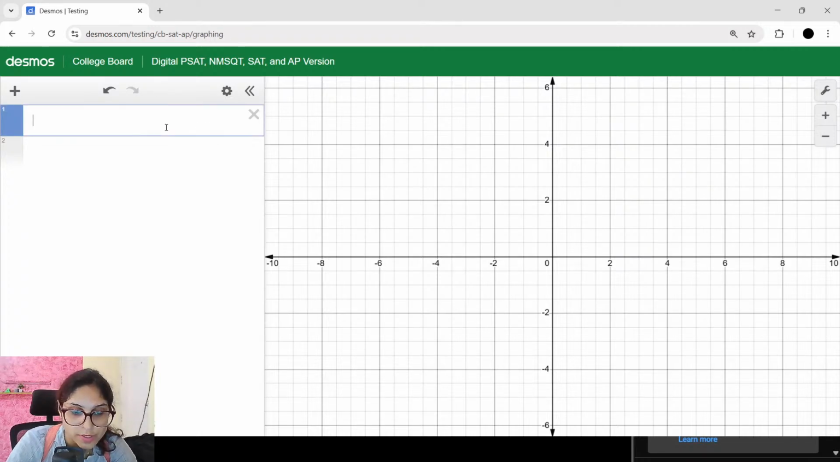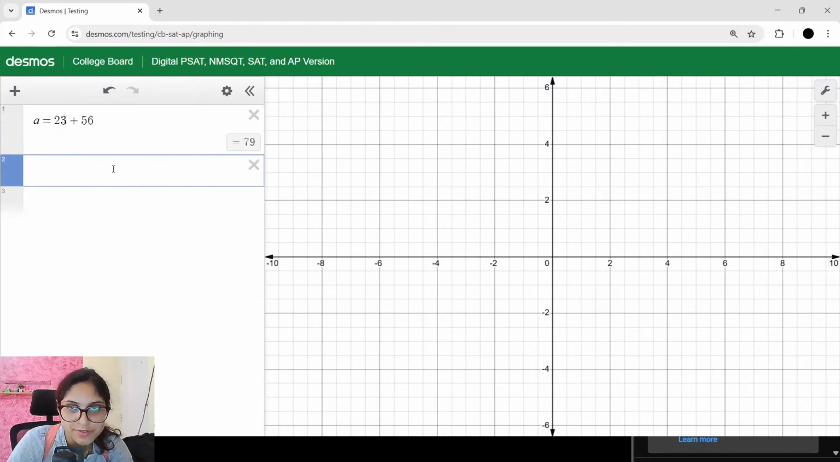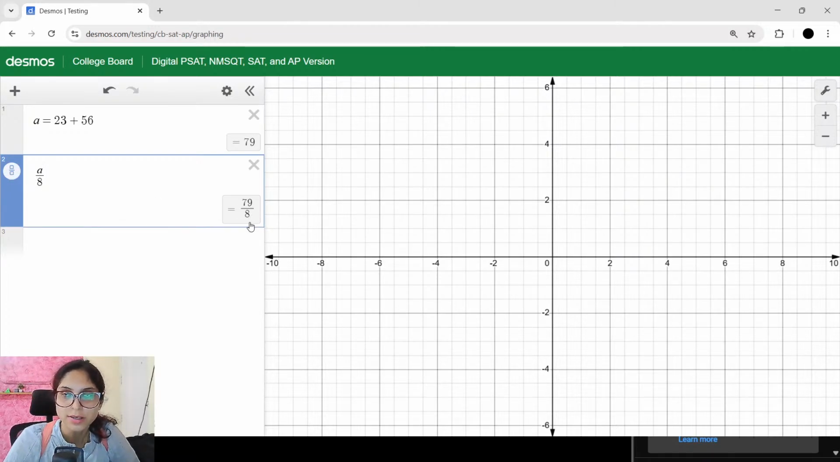And one more thing, for example, you can also store your calculations in variables. For example, if I do a is equal to 23 plus 56, and I have to do 23 plus 56 divided by something. So instead of writing 79, I can just do a divided by 8. I'll still get my answer. And this I can convert back, 79 over 8. All right, so you can store in variables also.